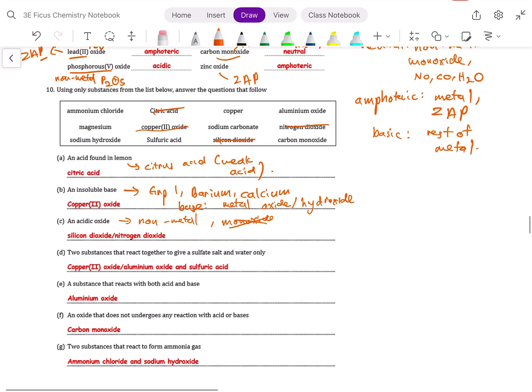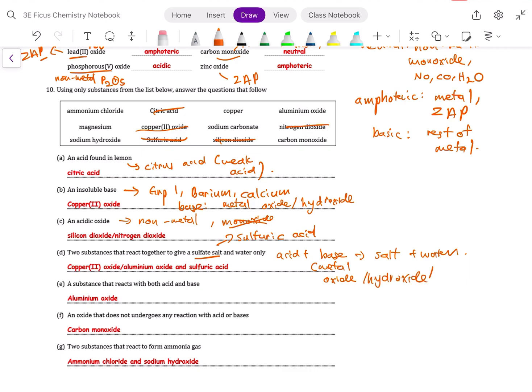Okay, two substances that react to give a sulfate salt and water. Remember, for a sulfate salt you actually need sulfuric acid. So that one cannot go in. Then acid plus base gives you salt and water. So base is metal oxide or hydroxide. So you can have copper 2 oxide, aluminium oxide. Aluminium oxide is amphoteric lah, but it works okay. Otherwise, sodium hydroxide also can. Another possibility is sodium hydroxide. It's an alkaline, also can.